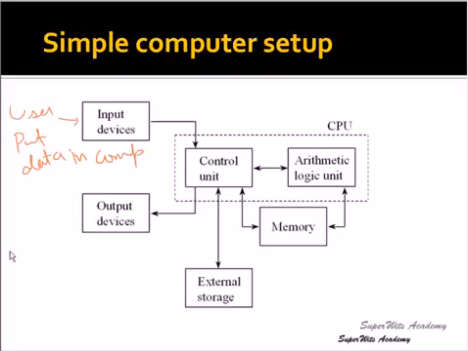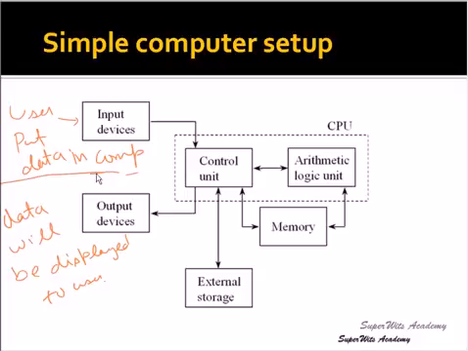whereas in output devices, data will be displayed to the user. So they both act as an interface between the user and the computer. They are just the intermediate things between computer and user. Now, the next part is these components, which are responsible for performing different types of jobs or processing different types of data which the user has input.